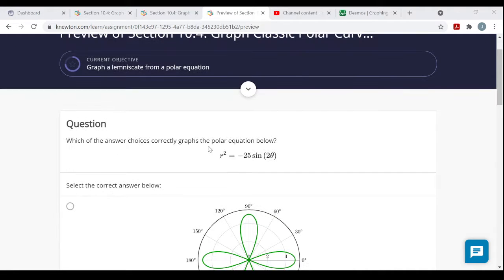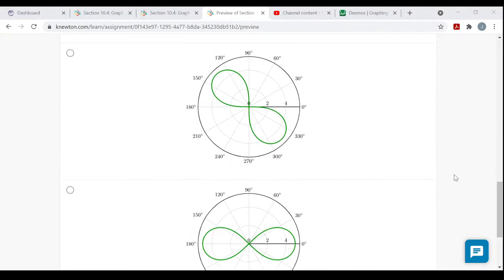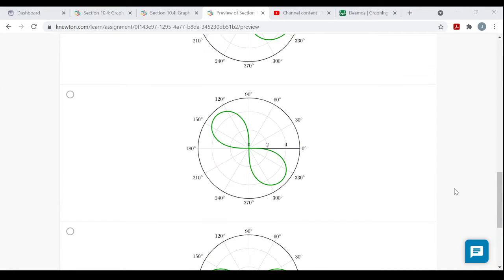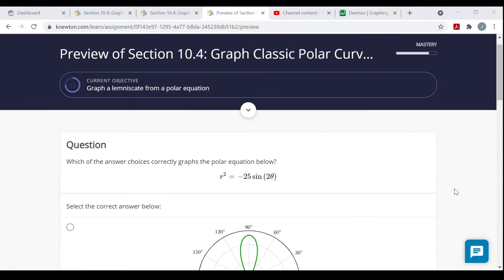So here we have, again, if you want to see more on the topic, click on More Instruction at the bottom of the problem. Look at their notes, their videos, their examples, and hopefully those help you. So we're seeing r squared equals some number times the sine or cosine of 2 theta. Any equation of this form is going to take on the shape of the lemniscate, or this figure eight or infinity symbol when we graph it on the polar grid.